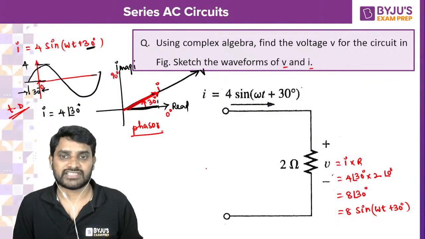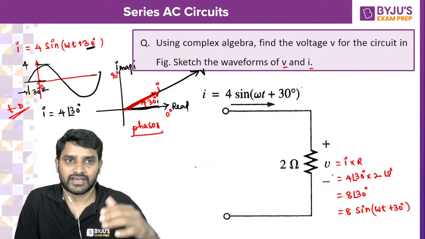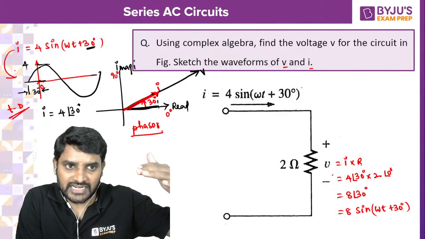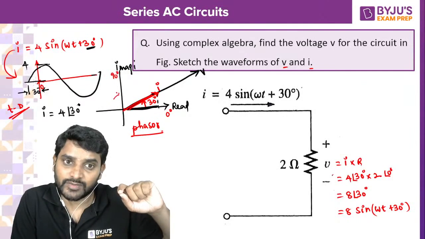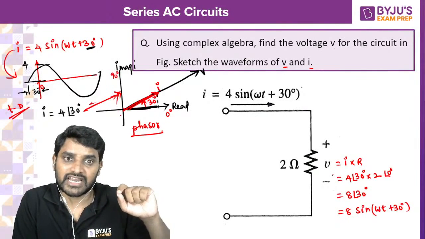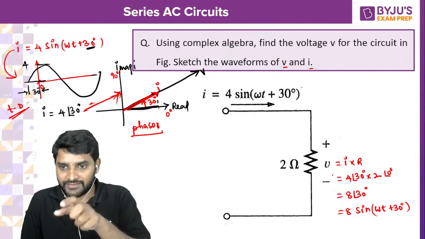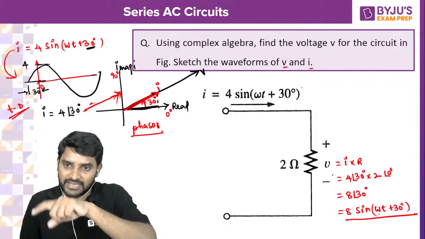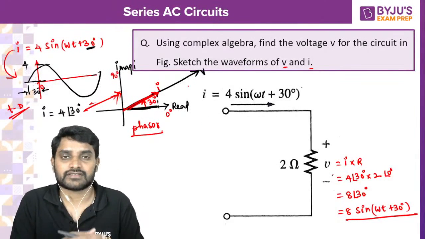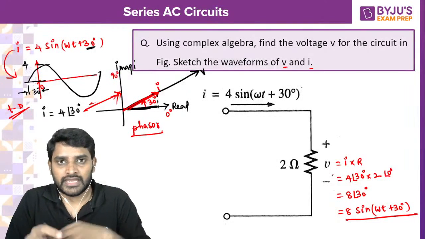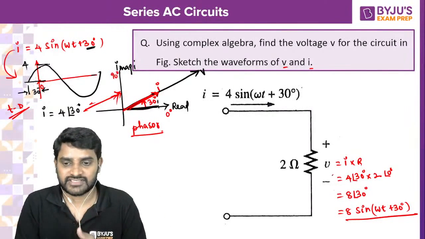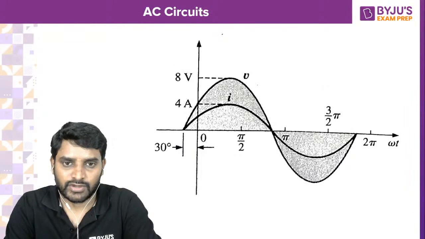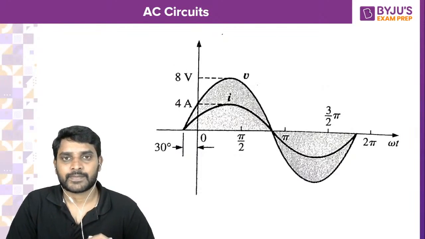I'll show you the voltage waveform also. Did you understand so far? Instantaneous current I have represented in time domain manner. I have represented it in phasor domain also, this one, 4 at an angle theta. I have calculated voltage drop, then represented voltage also on the phasor. If you want me to show the voltage and current waveforms together, it will be like this. If you have any doubt, please ask me.